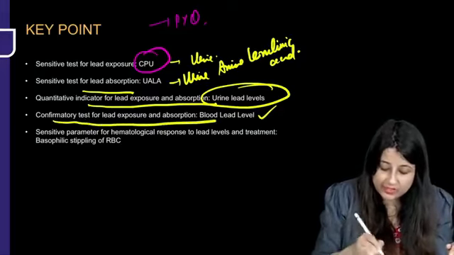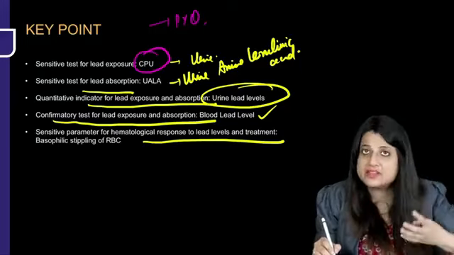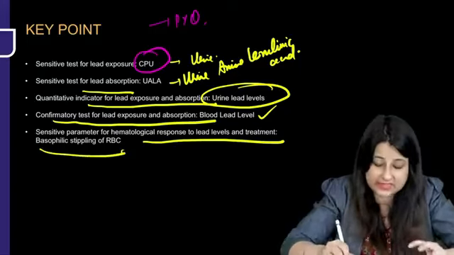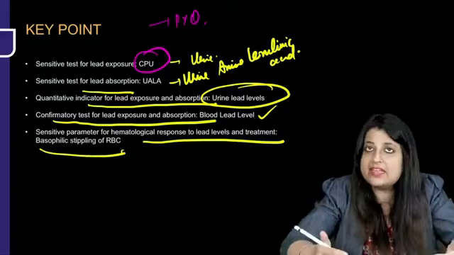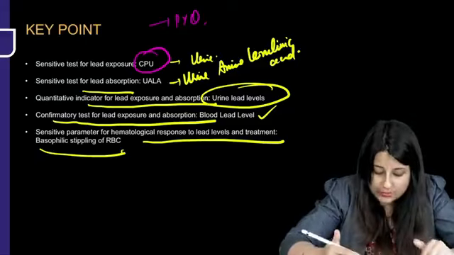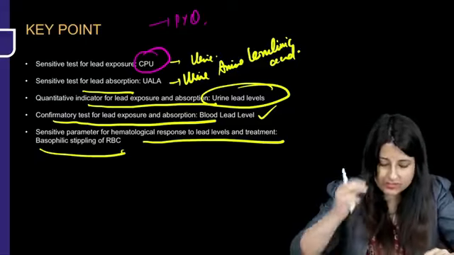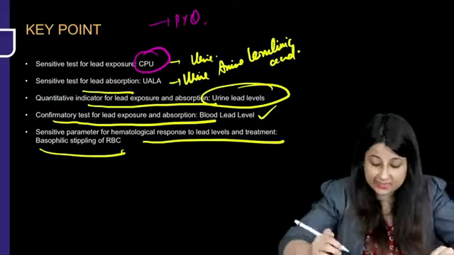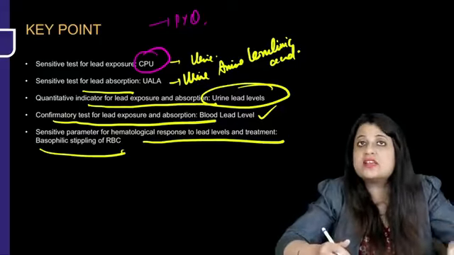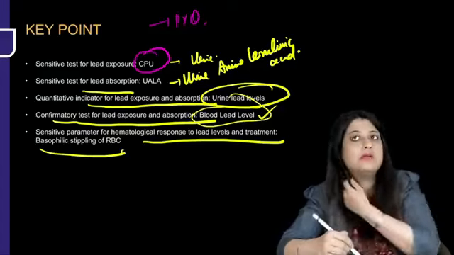Blood lead level is the sensitive parameter for hematological response to lead and treatment. Okay? Whether it is improving or not, that we have to check, along with basophilic stippling of RBCs. So if you want to see exposure to lead, coproporphyrin in urine. Lead absorbed or not, more confirmatory is ALA, aminolevulinic acid in urine, but the quantitative indicator for both lead exposure and absorption is urine lead levels. And what is the confirmatory test for exposure and absorption? That is blood lead level.